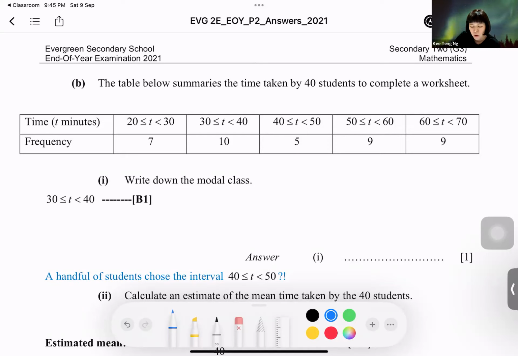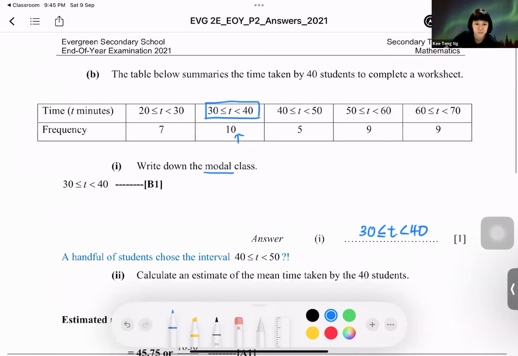Okay, but anyway, write down the modal class. Modal means the one that's most frequent, that has the highest frequency, the most popular. But write down the modal class, the class interval itself. So this one is 10. So the class interval, copy the whole interval into your answer blank. Not just 30 or 40, right, neither is it 35. 35 is just used as a representative mid-mark to calculate the estimate of the mean.